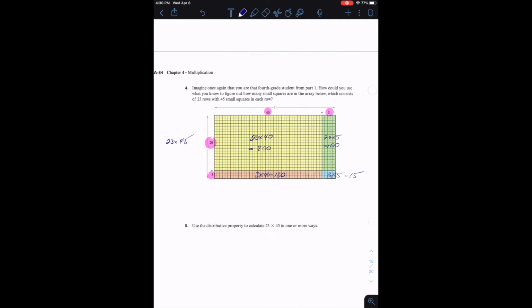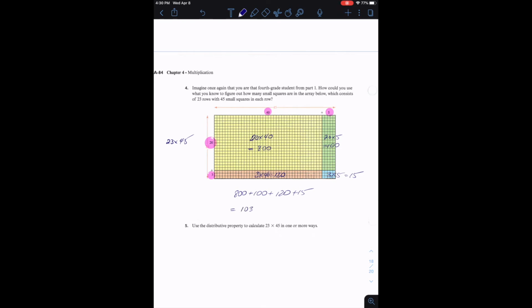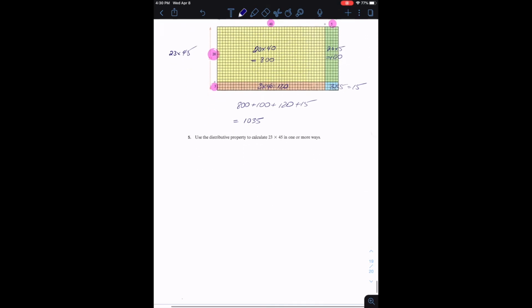So now what they would do is say, well, the whole total is going to be 800 plus 100 plus 120 plus 15. So that's 800 and 100 and 100, that's 1,000, and 20 and 15, so 1,035. So if we're looking at the distributive property, 23 times 45, we can do it in a number of ways. We could do 23 times 40 plus 5, so that would be 23 times 40 plus 23 times 5.